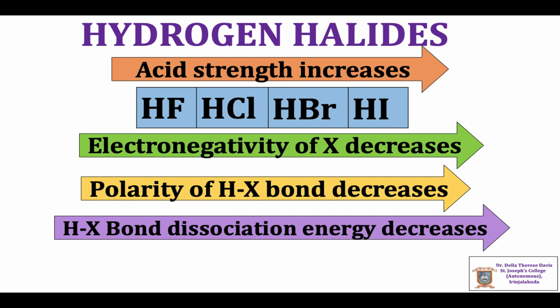When the bond dissociation energy decreases, the dissociation of HX to form H plus and X minus becomes easier. And thus HI is the strongest acid.